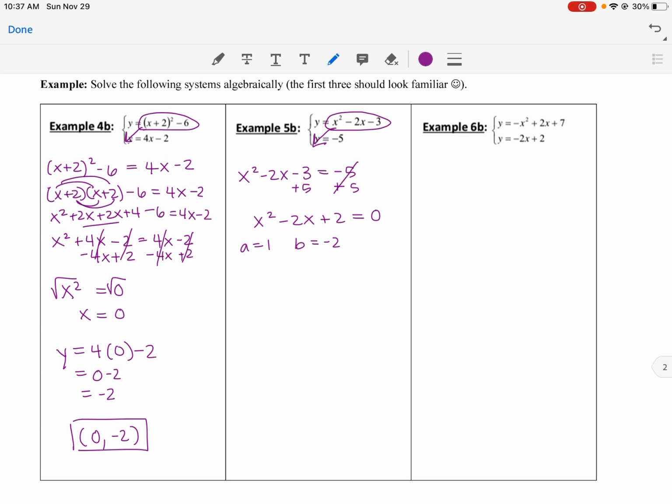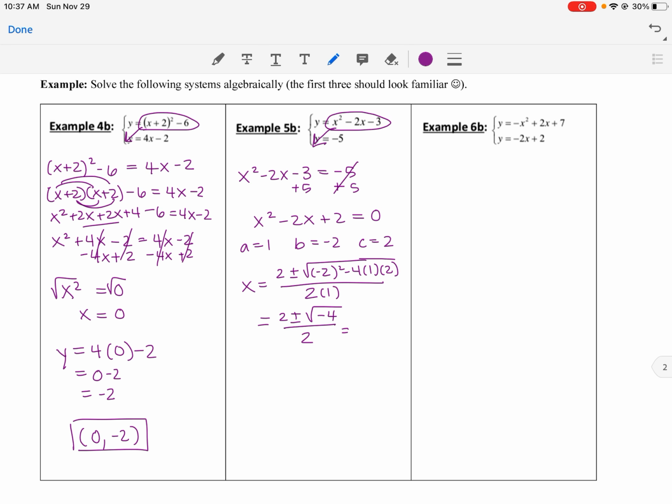So a is 1, b is negative 2, and c is 2. We plug it into our equation. x equals negative b, so a positive 2, plus or minus the square root of b squared minus 4 times a times c, all over 2 times a. So we get 2 plus or minus the square root. When you do the discriminant, b squared minus 4ac, negative 2 squared is 4, minus 4 times 1 times 2 is 8, so 4 minus 8 is a negative 4, all over 2.